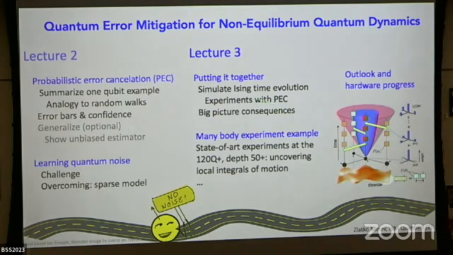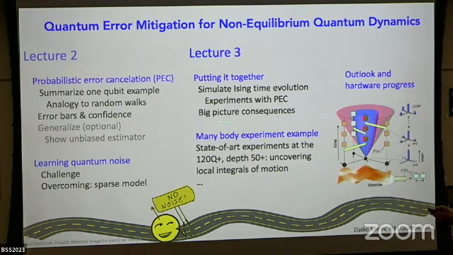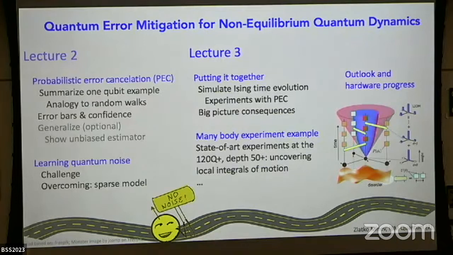So in this lecture, we're gonna put it together, look at how we can simulate the Ising model first, just start with a very basic thing that all of you understand better than me. Look at experiments in a quantum device and try to compare classical simulations to quantum simulations. And what are the consequences for scaling up to bigger experiments? As an example of that, I'll focus on an experiment that myself and the team put out just last week, which looks at uncovering integrability or local integrals of motion in many body localized systems, which you heard about from David Hughes and many other speakers here, in 124 qubits, depth 60 circuits.